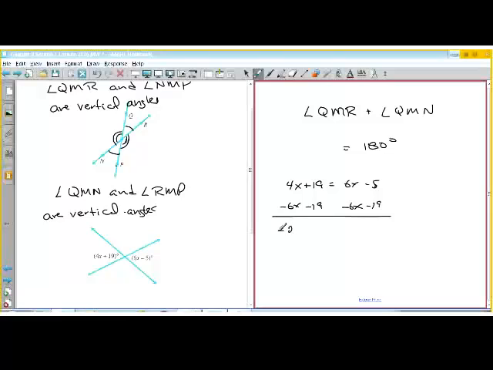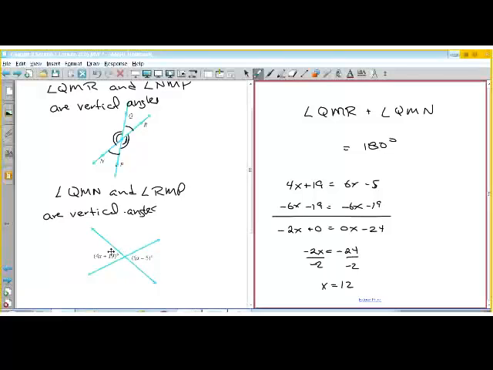When we add these two numbers together, 4x plus a negative 6x gives us a negative 2x. 6x plus negative 6x is 0x. And negative 5 plus negative 19 is negative 24. We can simplify that down to negative 2x equals negative 24 by just dropping the terms that are 0. Then you divide by negative 2, and you get x is equal to 12. So that's the value of x.